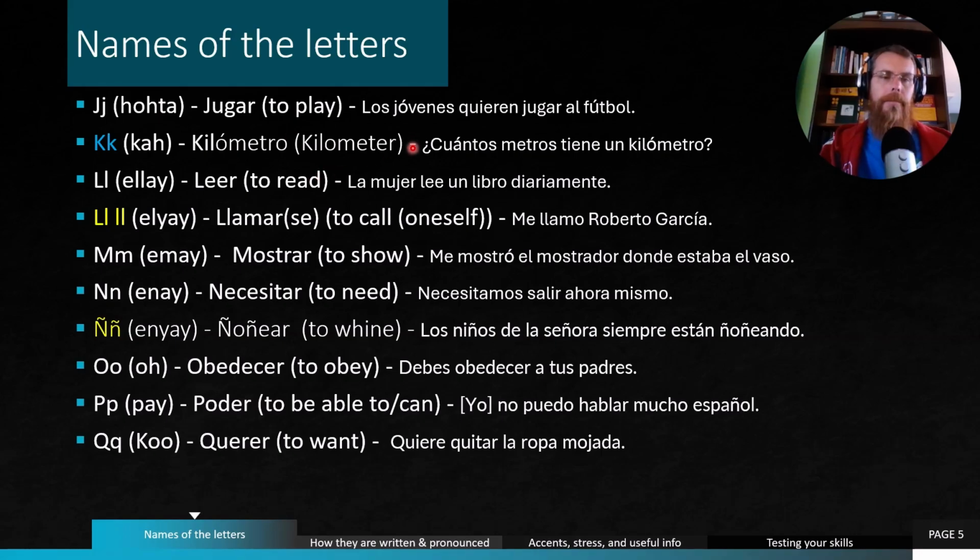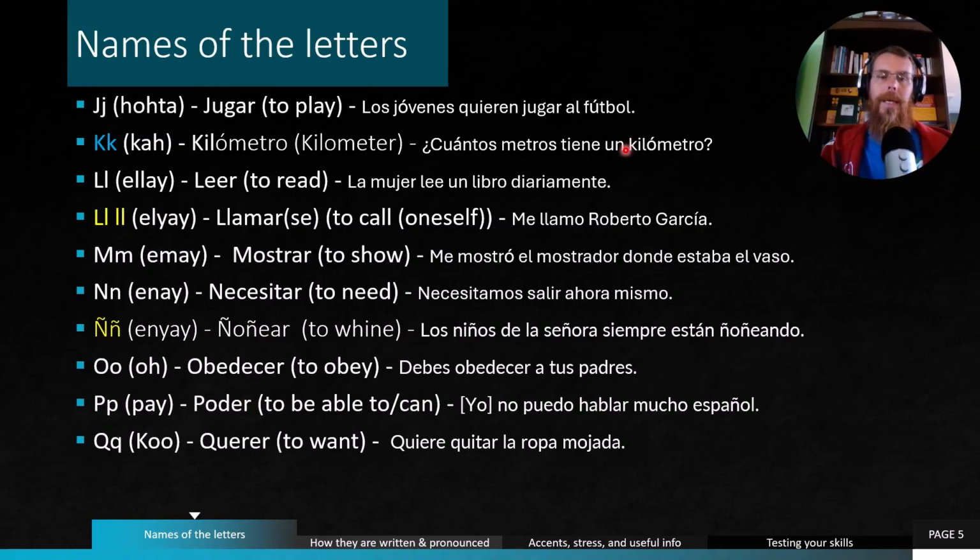And that means kilometer. And then the question is, ¿Cuántos metros tiene un kilómetro? Okay. So, ¿cuántos means how many? And this is another thing that has to agree with the noun. If the noun's masculine plural, then this has to be masculine plural form. So it's cuántos, okay? Metros. So that's masculine plural.